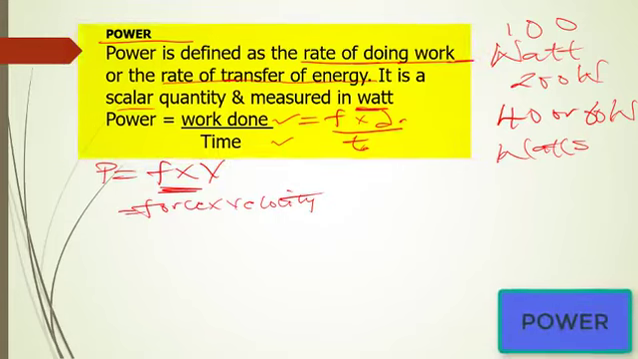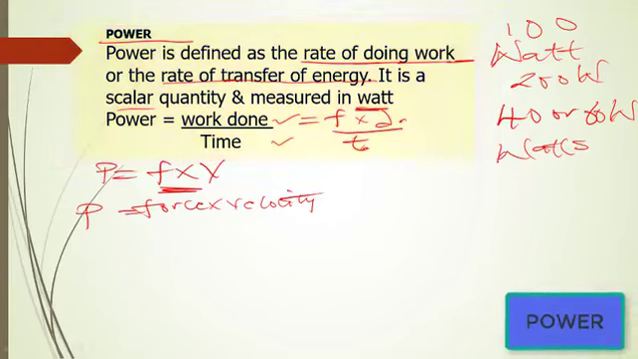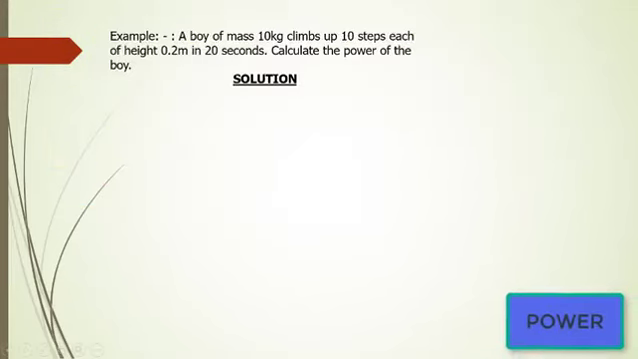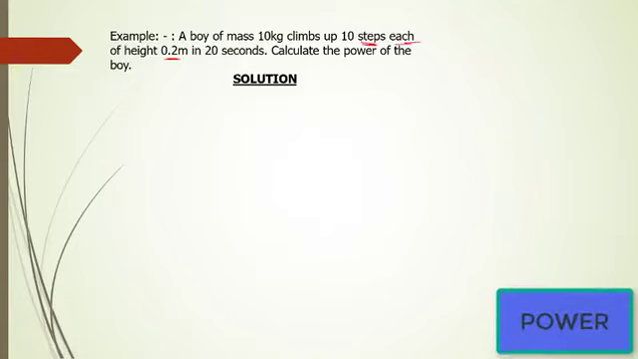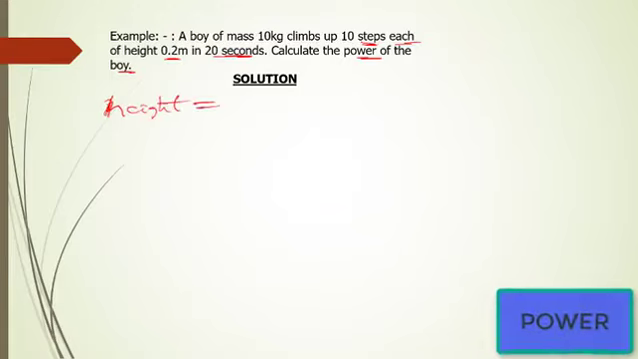Alright, so let's take this question that says a boy of mass climbs up 10 steps each of height 0.2 meters in 20 seconds, and we are asked to calculate the power of the boy. So first of all, let us see the height that was climbed by this boy.